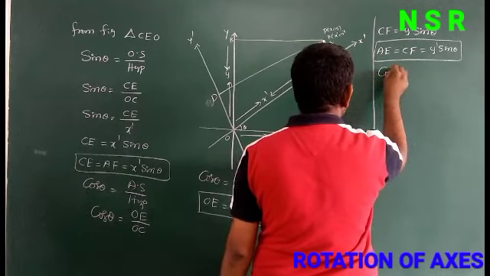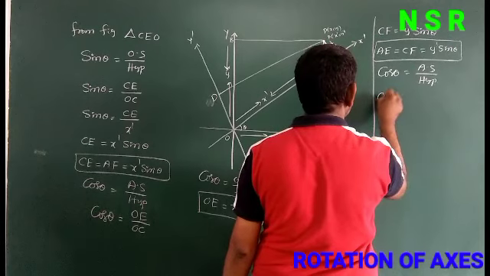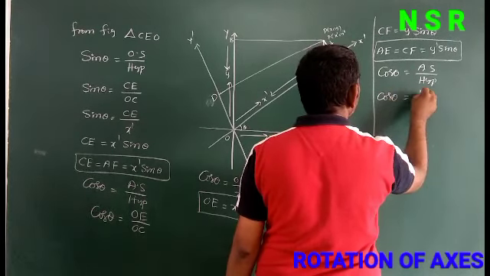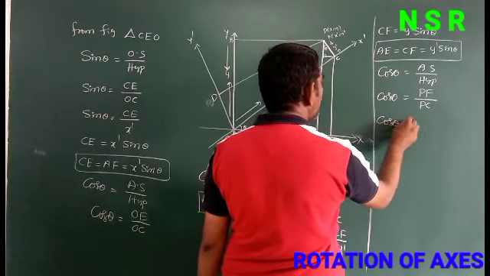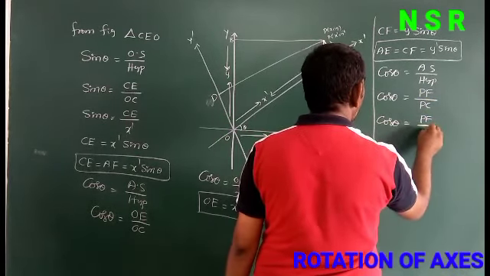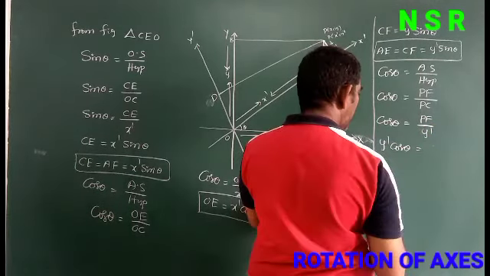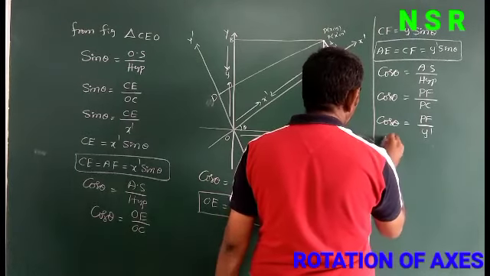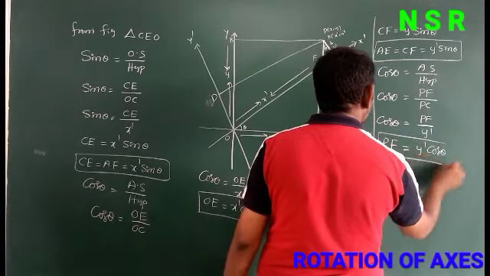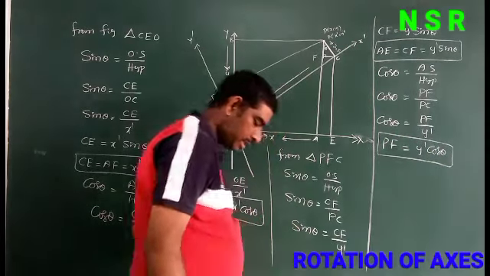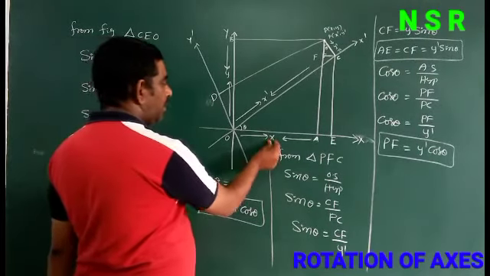Now apply cos theta again in the same triangle: cos theta is equal to adjacent side by hypotenuse. The adjacent side is PF and the hypotenuse is PC, which is y dash. So cos theta is equal to PF by y dash, and PF is equal to y dash cos theta. So we get x dash sin theta, x dash cos theta, y dash sin theta, and y dash cos theta. Now find the values of x and y.